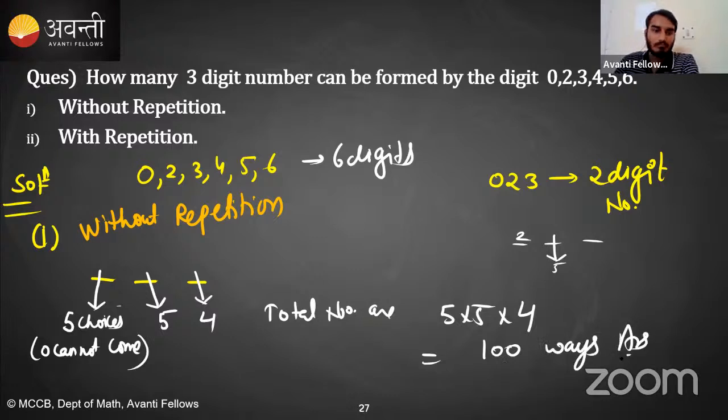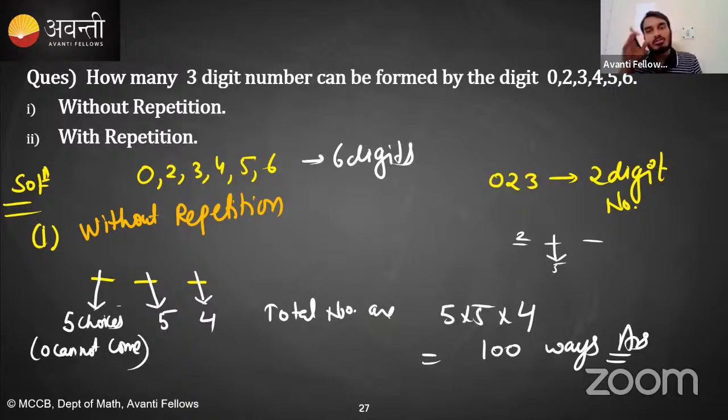Clear? Is this clear? Without repetition, how is it affecting us? Because if the zero comes on the first place, it will be counted as a 2 digit number, not a 3 digit number. So that's why we accept zero. All the possible digits can come. So the possible choices are 5 for the first place.